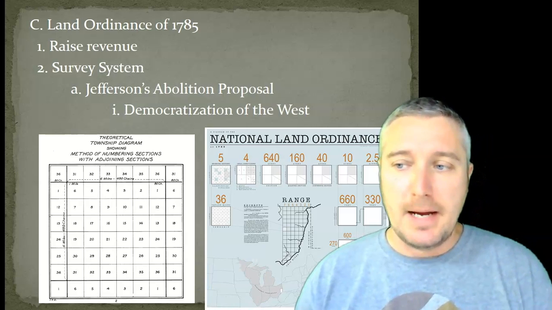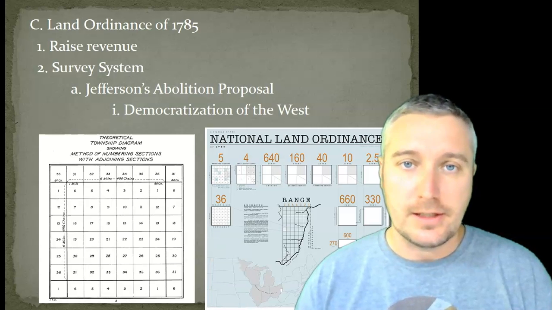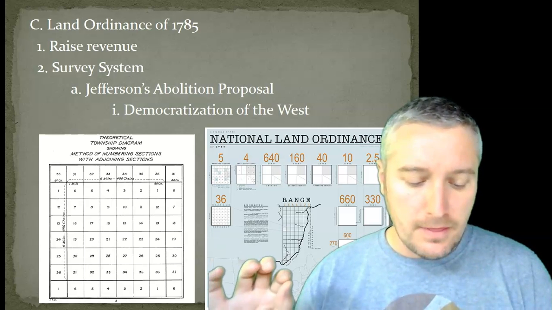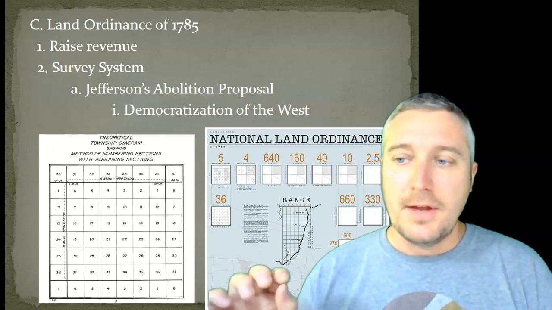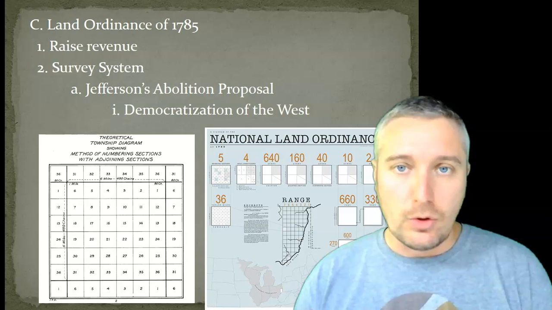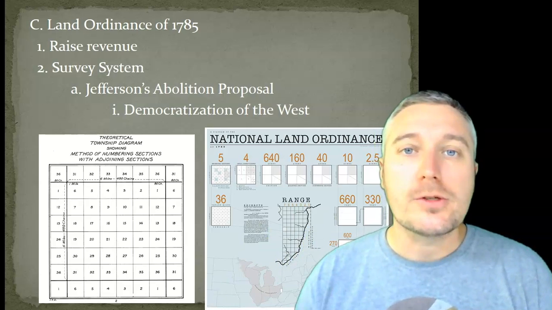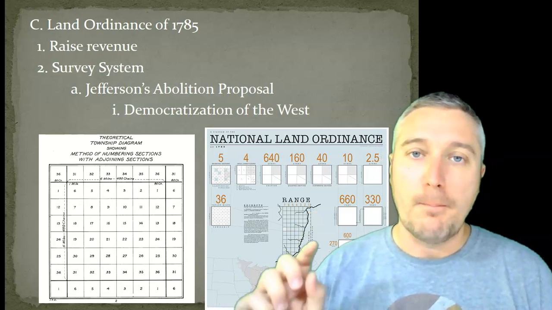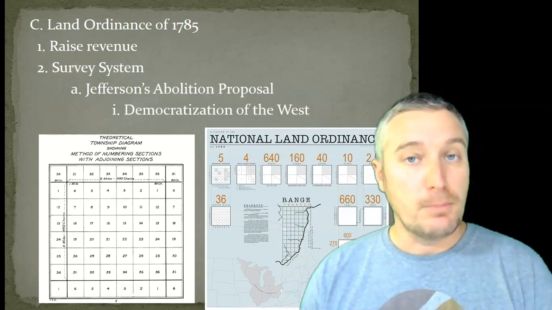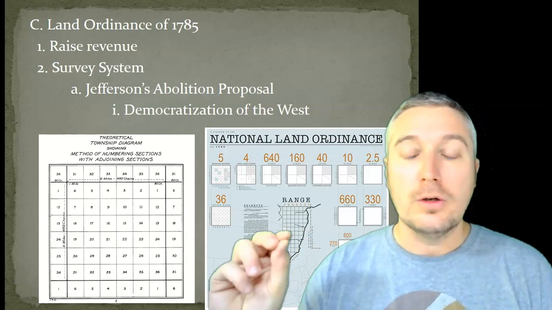What's interesting about this is that Thomas Jefferson had included in this land ordinance that in every single one of these townships, there would be space, usually in the middle, reserved for two items. Number one, for schools. Every township had land set aside for public schooling.